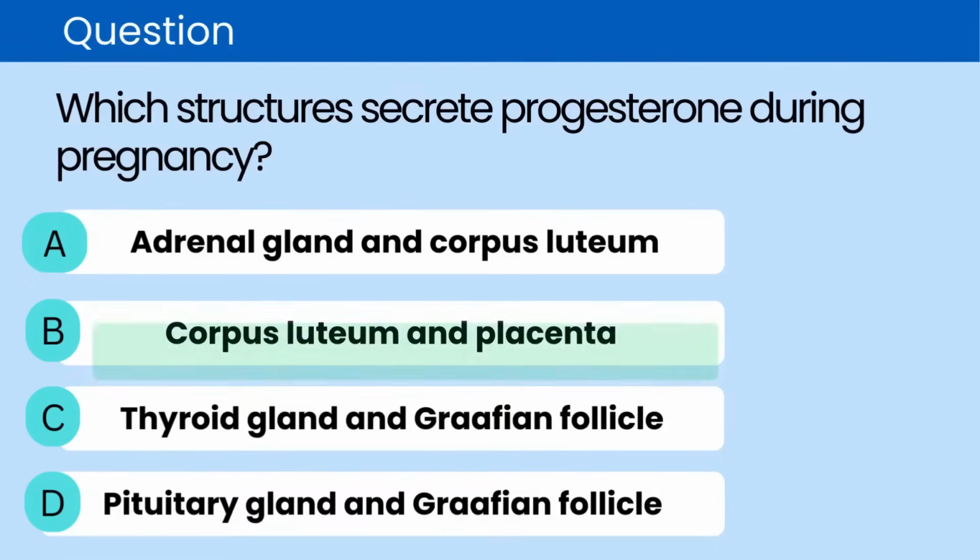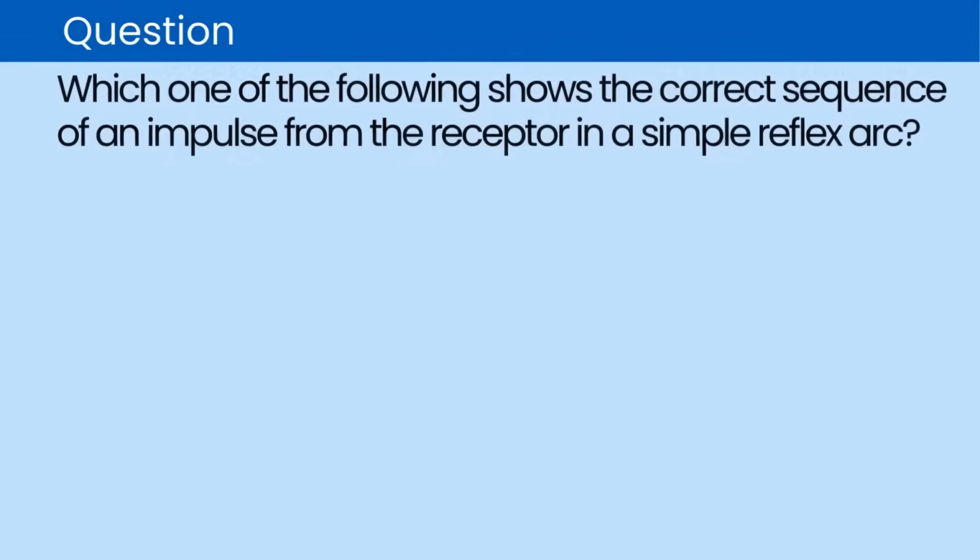The correct answer is B. Corpus luteum and placenta. During pregnancy, progesterone is primarily secreted by the corpus luteum and later by the placenta to maintain the uterine lining. Question: which one of the following shows the correct sequence of an impulse from the receptor in a simple reflex arc?